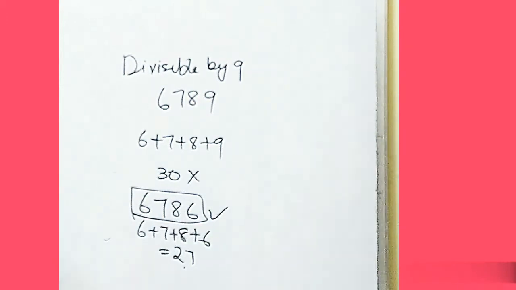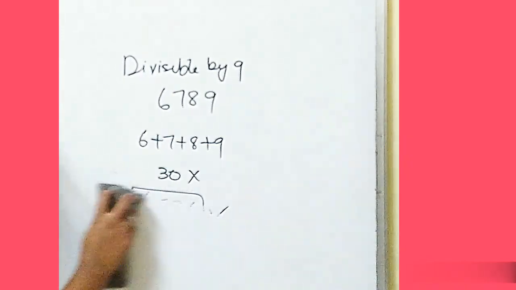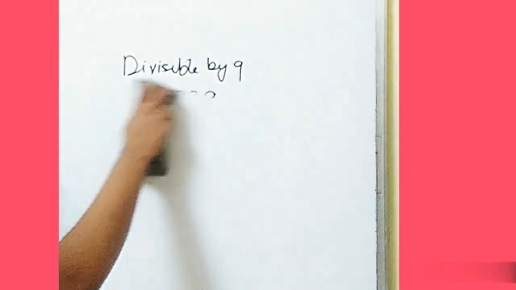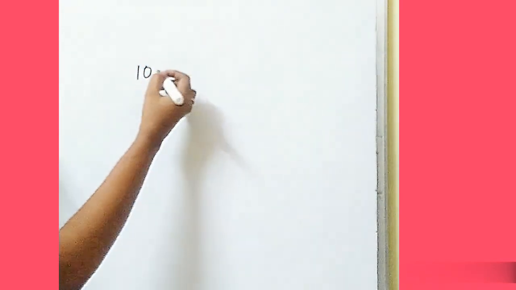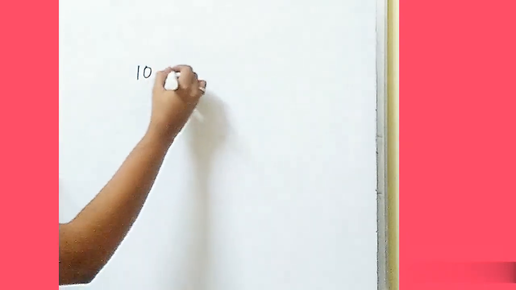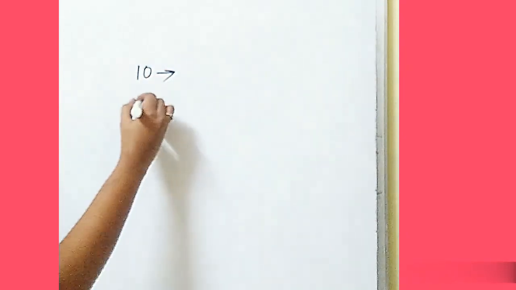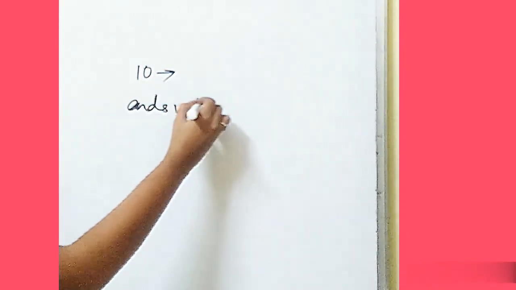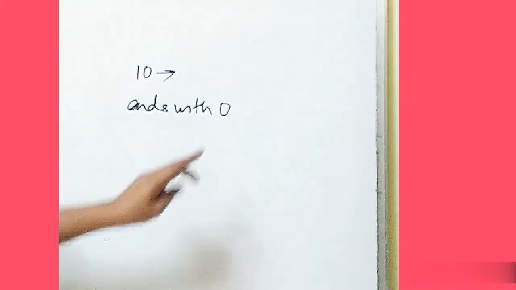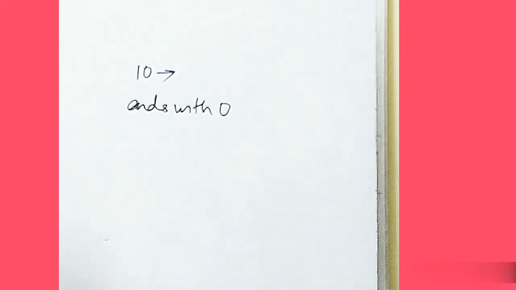Okay. Now, we'll see the last divisibility test. That is 10. 10 is very simple. What is it? A number which ends with 0, we conclude that it comes in 10 table.